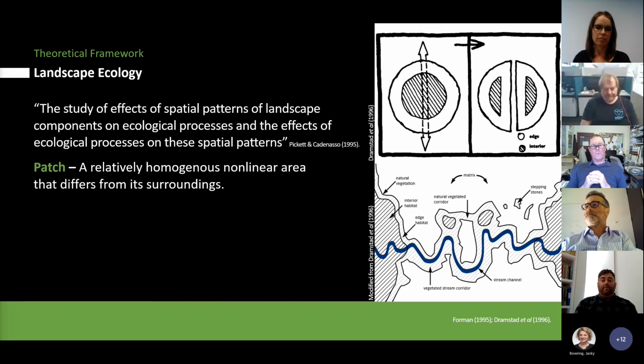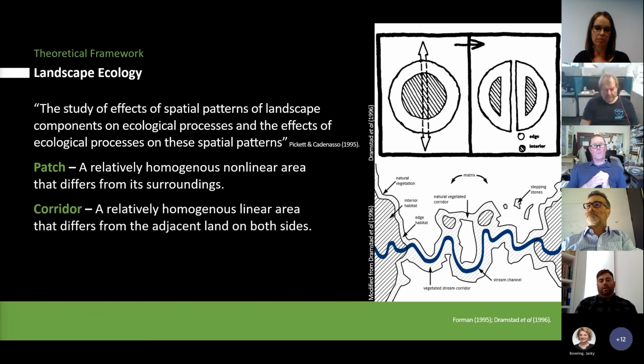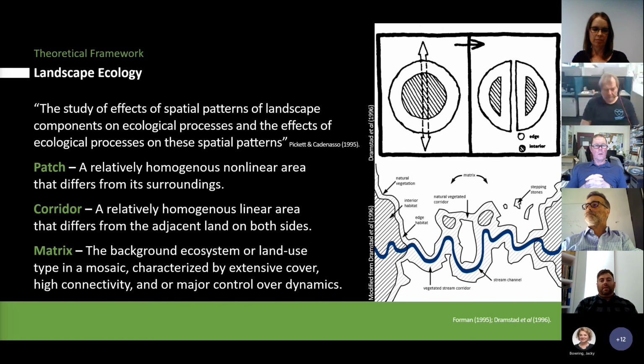A patch is a relatively homogeneous, non-linear area that differs from its surroundings. A corridor is a relatively homogeneous, linear area that differs from the adjacent land on both sides. And the matrix is the background ecosystem or land use type in the mosaic, which is characterized by extensive cover, high connectivity, and/or major control over dynamics.